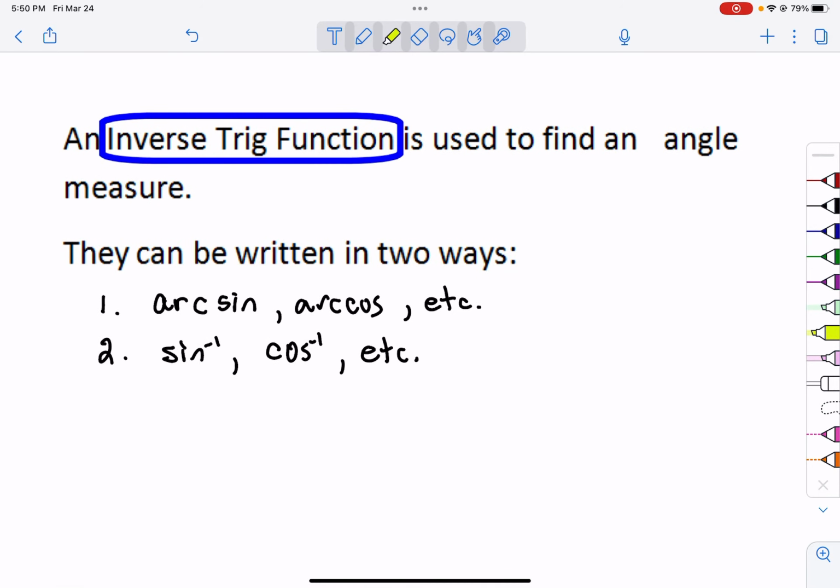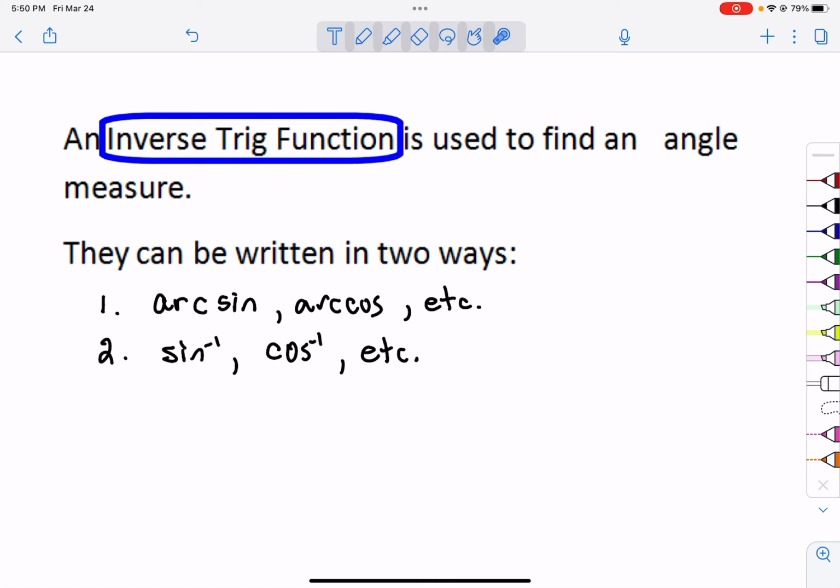Now, the inverse trig function is used to find an angle measure. They can be written in two ways. You can write them as arc sine, arc cosine, arc tangent. Just put an arc in front, meaning I'm looking for the angle.